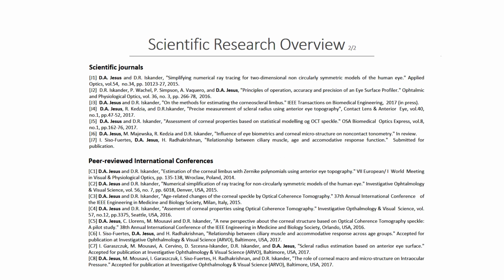Finally, in this slide is shown the list of publications. Basically, the work developed at Wrocław University of Science and Technology was disseminated through 7 scientific journals and presented in 8 peer-reviewed international conferences in the field of biomedical engineering, ophthalmology, and optometry.